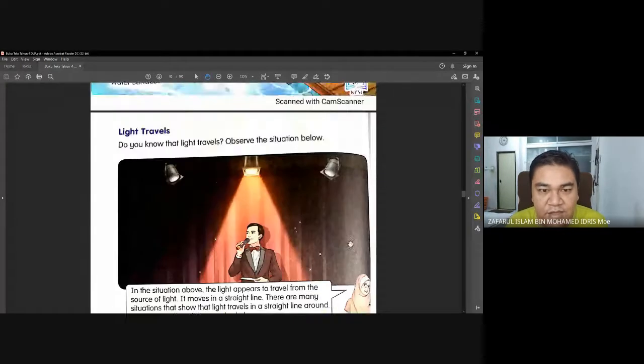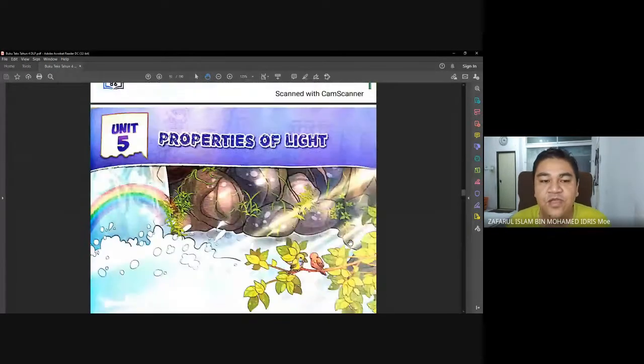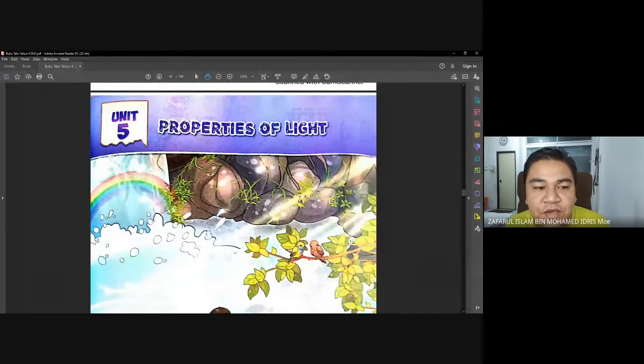Okay, saya ulang balik. Okay, so today you will learn about a new topic on Unit 5, the properties of light. What is the meaning of properties of light? Ciri-ciri yang terdapat pada cahaya. Properties is ciri-ciri. Kalau awak buat direct translation, properties adalah harta. Jangan pula awak cakap, oh, properties of light is harta cahaya. Bukan. Properties of light is ciri-ciri yang terdapat pada cahaya.